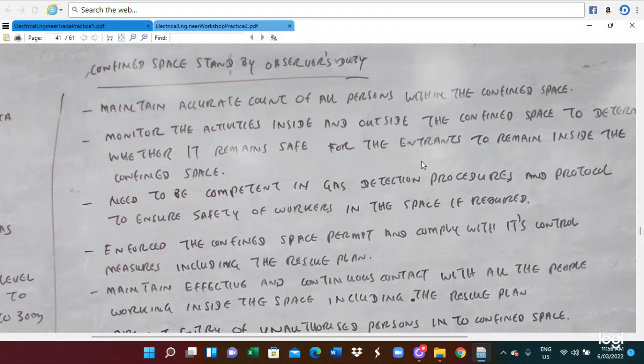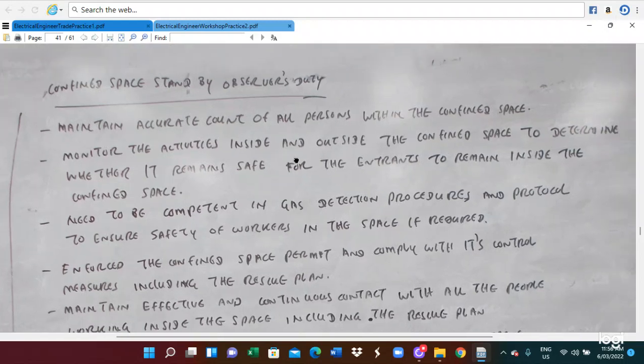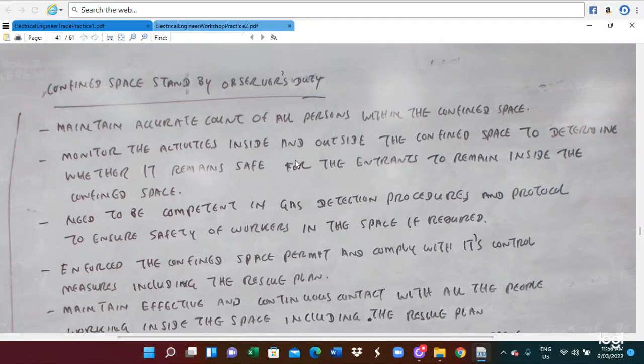Every time you are working in a confined space, a confined space observer must be allocated. The confined space observer has a duty and responsibility to maintain an accurate count of any person within the confined space. The safety observer must count how many workers go into the confined space and how many are working in it. Any person who comes out must be counted and deleted from the count. This way they know how many workers are really working in the confined space at one time.